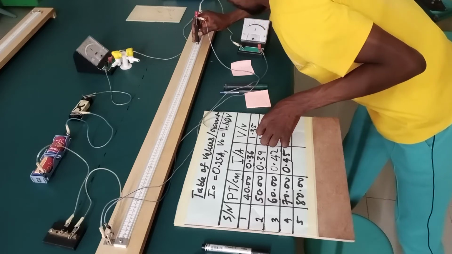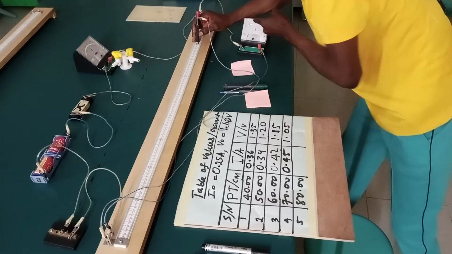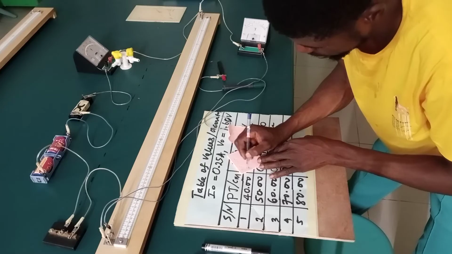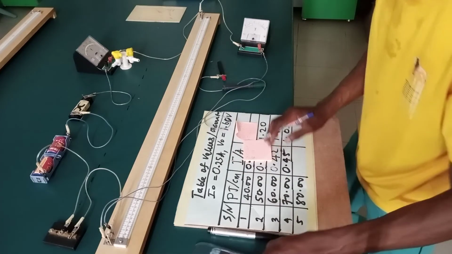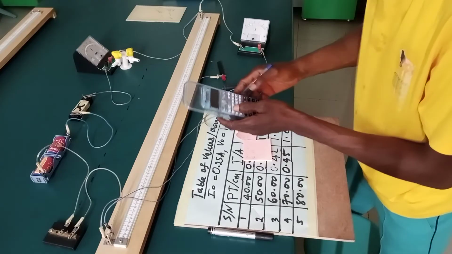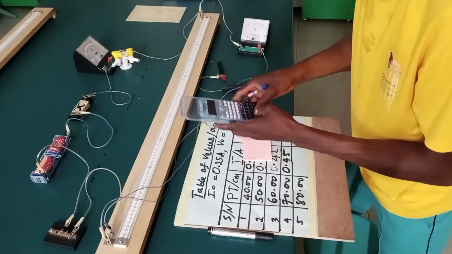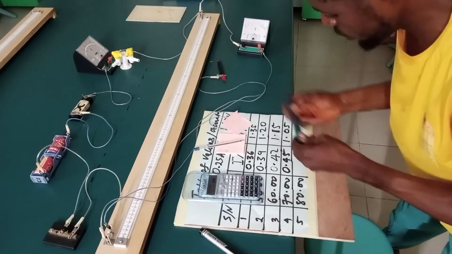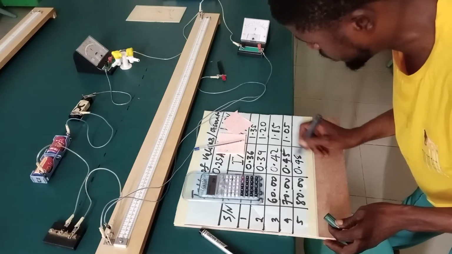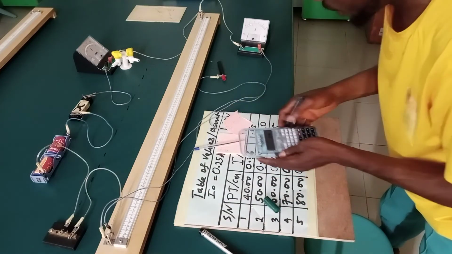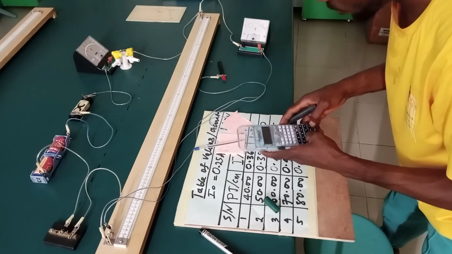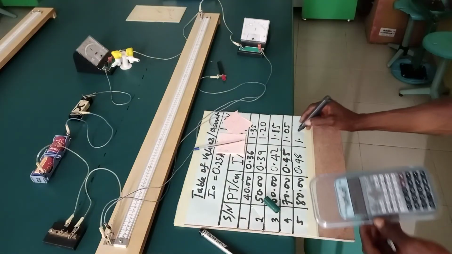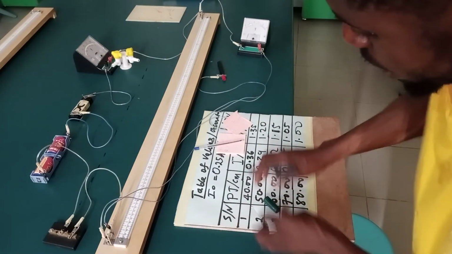I have 8, I have 10 here. It means that 8 times 0.06, that will give me 0.48. So 10 times 0.1, that will give me 1, just 1.00.